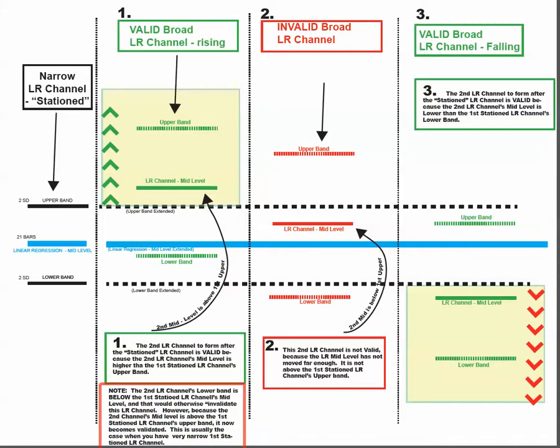What it reads is that the second linear regression channel, which is this one, notice the lower band is below the first channel's mid. Normally that would otherwise invalidate the LR channel like the previous video. However, because the second channel's mid-level is above the first LR channel's upper band, that now validates it. So that's typical of when you have narrow bands. So that's this example, and I think that about covers it.